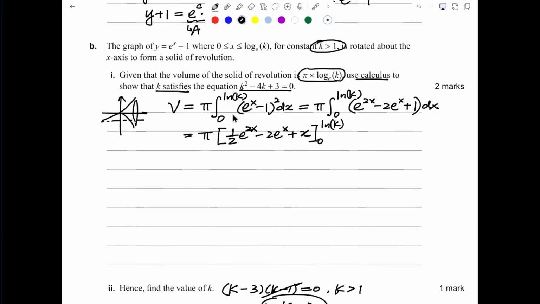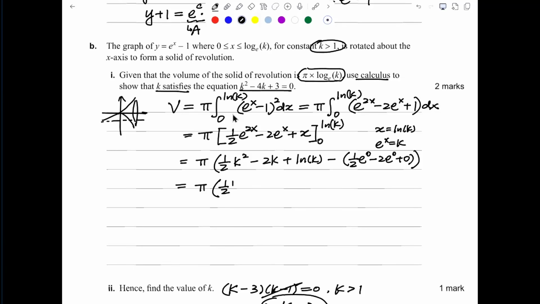Evaluated from 0 to natural log k, that will give us, let's say, a half. Well, when x equals natural log k, it implies e^x equals k. So this will be half k squared minus 2k plus natural log k. Subtracting a half e to the power 0 minus 2e to the power 0 plus 0. So that will be pi times half k squared minus 2k plus natural log k.